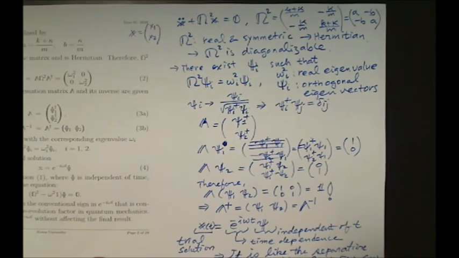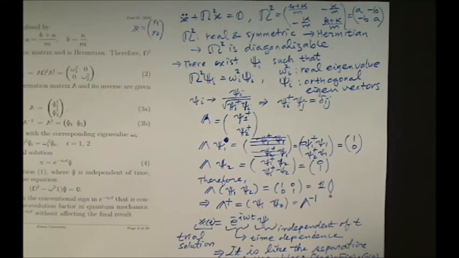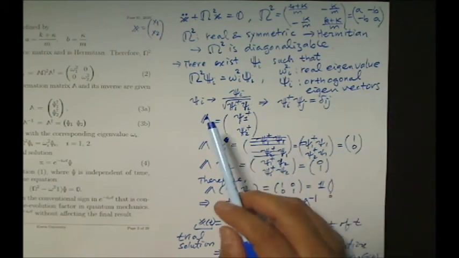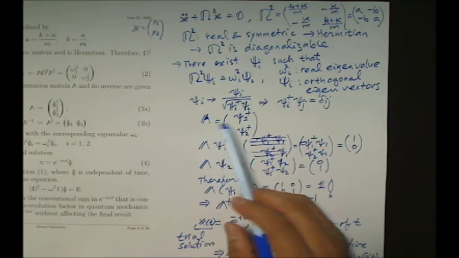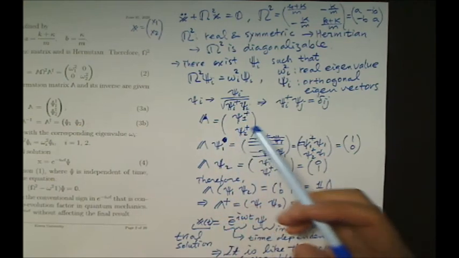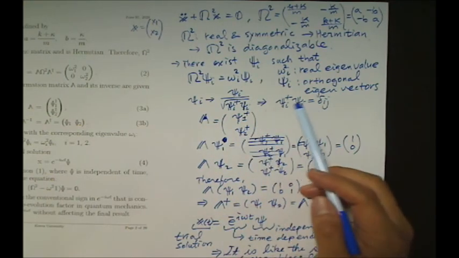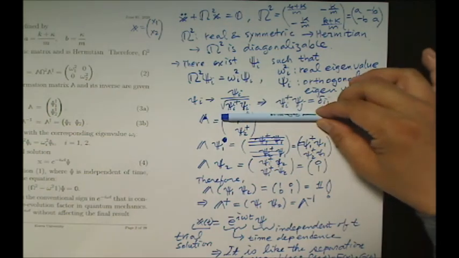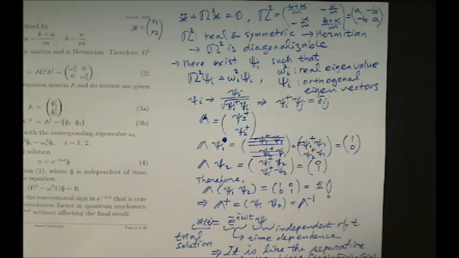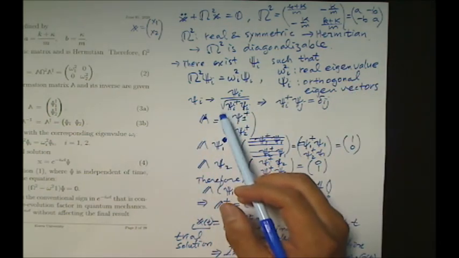The matrix lambda that diagonalizes this matrix omega squared can be found by constructing a matrix whose rows are the Hermitian conjugate of every eigenvector. We can list these eigenvectors. These are row vectors.